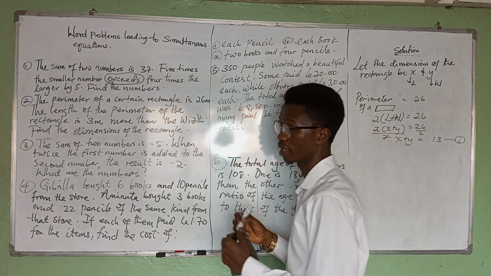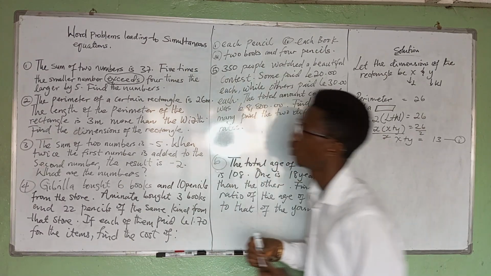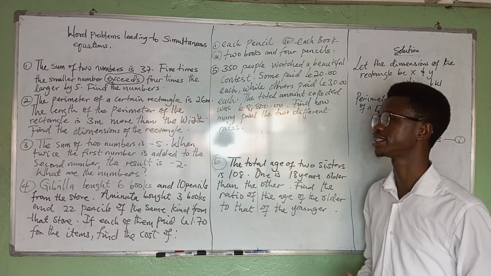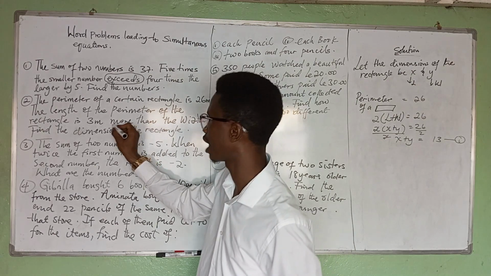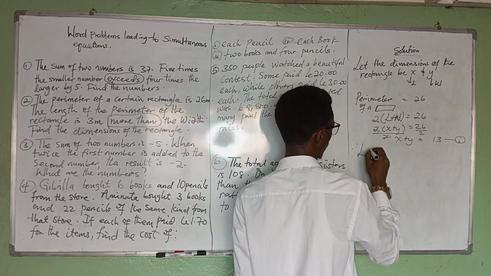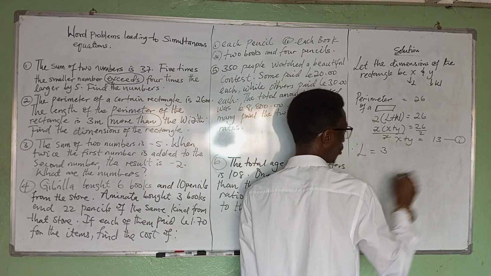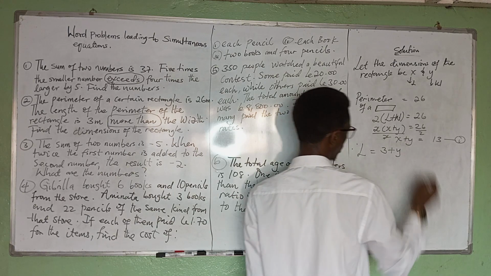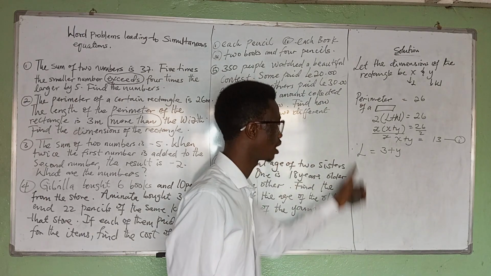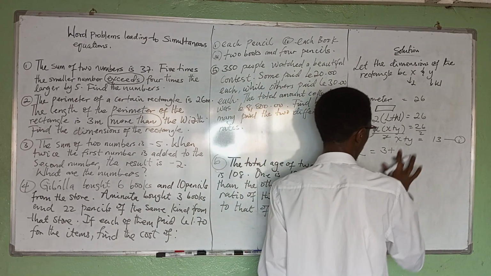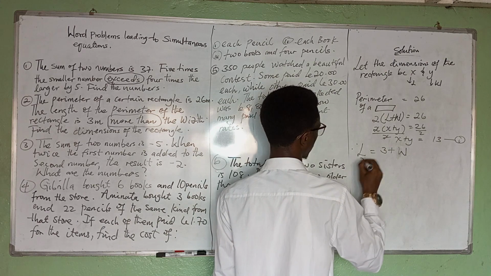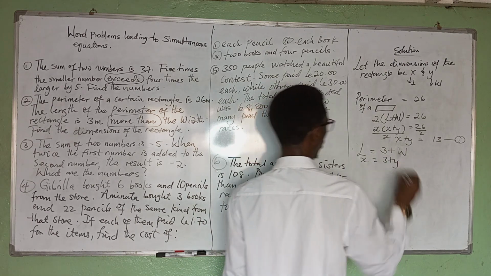So that's your equation 1. Now, the next part of the question says the length of the rectangle is 3 meters more than the width. What's the width? The width is y. The length is 3 meters more than the width of the rectangle. But what's the length? The length is x equals 3 plus y.